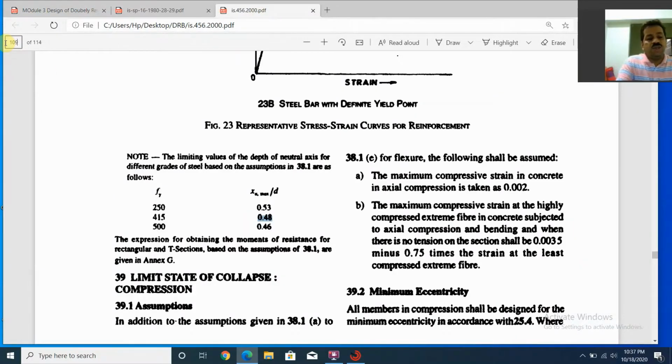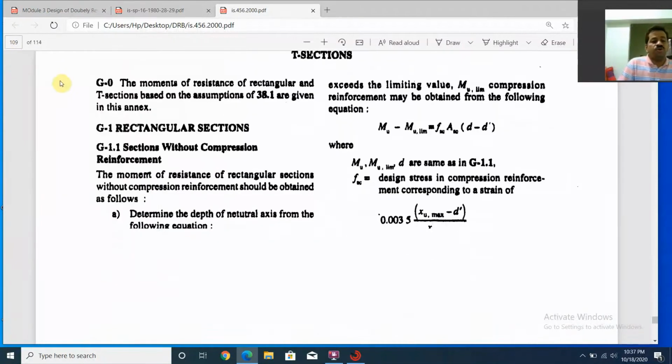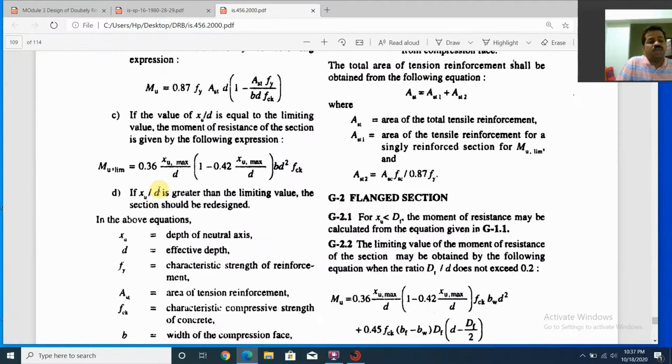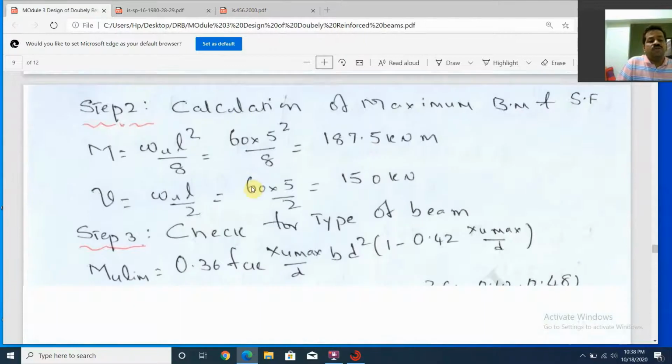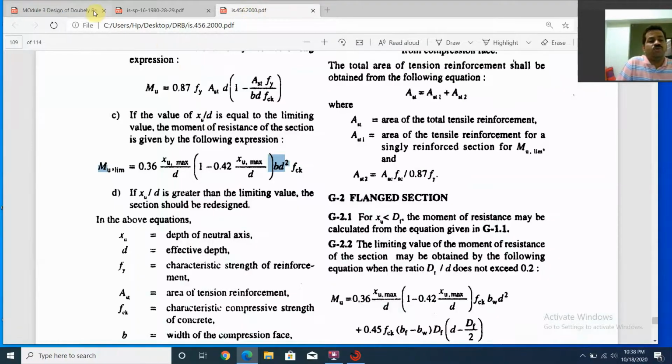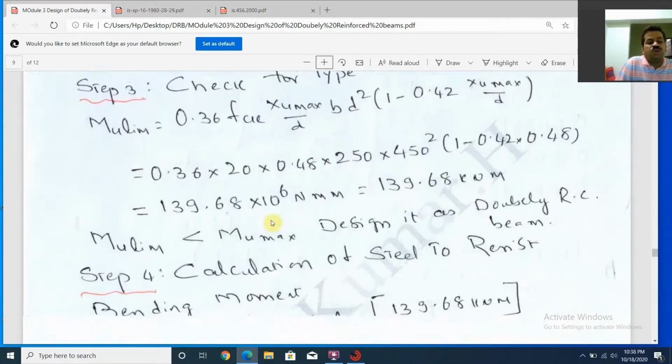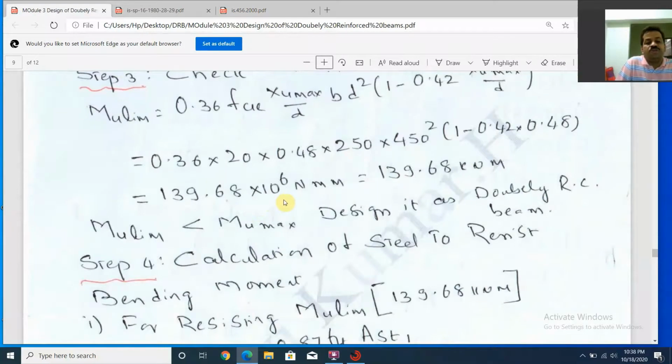On page number 96 of the code book, for a balanced section, we have the equation: Mu limit is equal to 0.36 xu max by d into 1 minus 0.42 xu max by d, times b d square fck. I apply the same equation here as given in the code book. Substitute the values of grade of concrete, xu max by d, 250, 450 square, into 1 minus 0.42 into 0.48. So you would get the bending moment as 139.68 into 10 power 6.